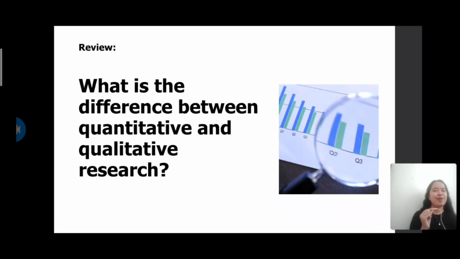Hi everyone, before we proceed to our discussion proper, let us have a review first. Let me ask you this question: what is the difference between quantitative and qualitative research? As you remember, in our discussion previously, I talked about the two general types of research, which are the quantitative research and the qualitative research. Today, I want you to cite the differences of the characteristics of quantitative and qualitative research.